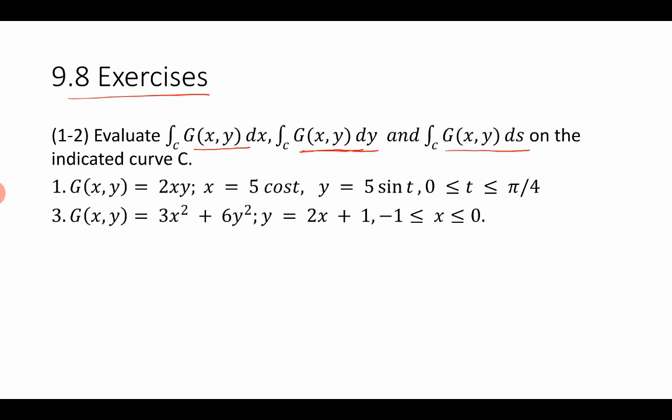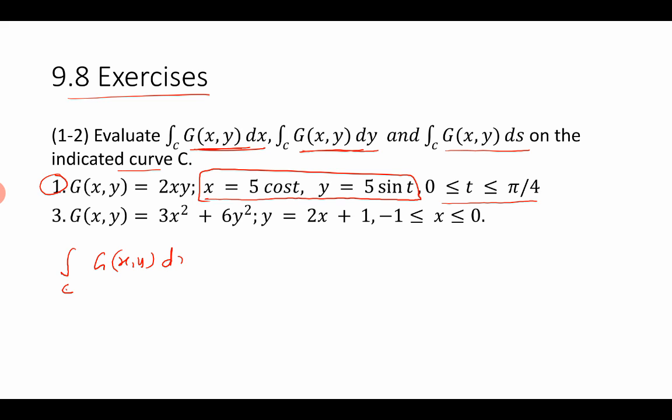Let's start with the first case for problem number 1. Integral over C. What is the curve? The curve is given here in parametric form, a circle: x is equal to 5 cosine t, y is equal to 5 sin t, and t is from 0 to pi by 4. So the integral over C of g of x, y dx.